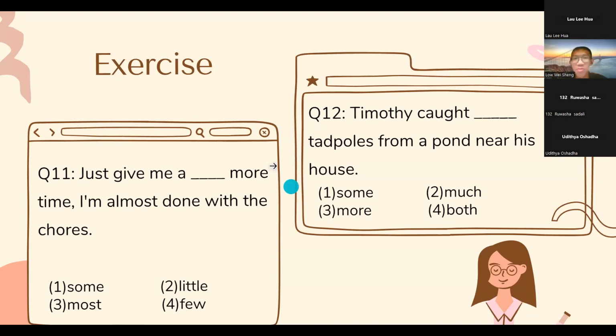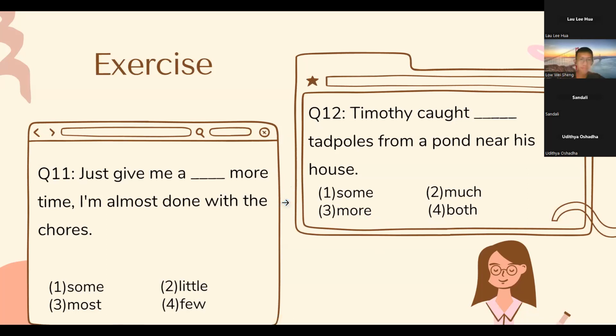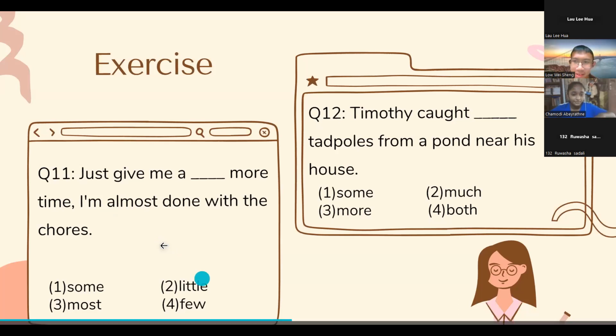If you're not sure, you can just type in the Zoom chat. You can say you're not sure. So then I will go into more detail. Okay, I don't hear any more responses. So whoever said few more, why do you think it's few more? Because in that section they have written I am almost done with the chores. So that means it's like a small amount, right? So that means we need only few times. All right. Then whoever said little, would you like to explain why you chose little?